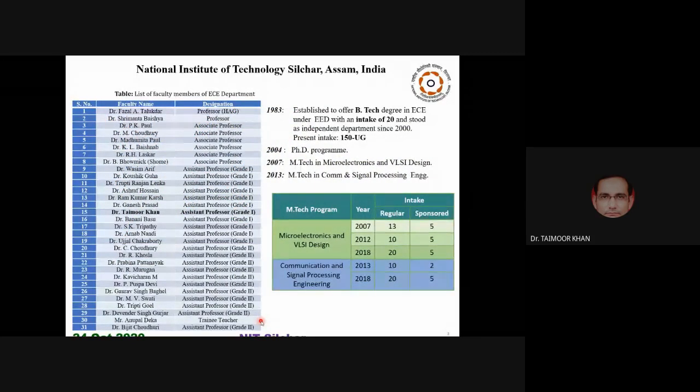We have a total of 31 faculty members in all cadres, from HAG Professor to the lowest grade, that is trainee teacher. The BTech program in the department was started in 1983 with an intake of 20, and presently we have 150 UG intake. In 2004 we started PhD programs in different disciplines, and in 2007 and 2013 respectively we started two different master's programs. One is in microelectronics and VLSI design, the second one is communication and signal processing engineering.